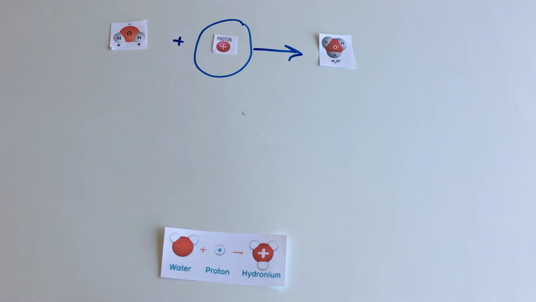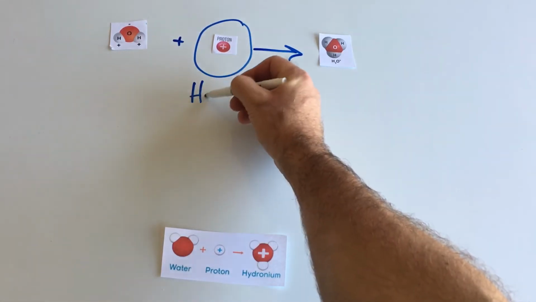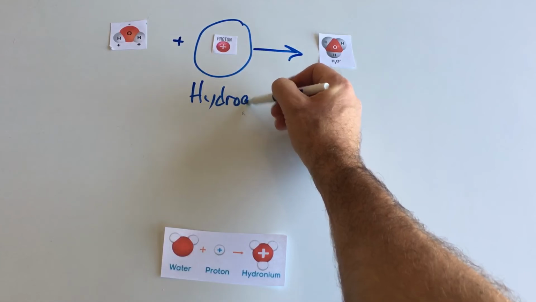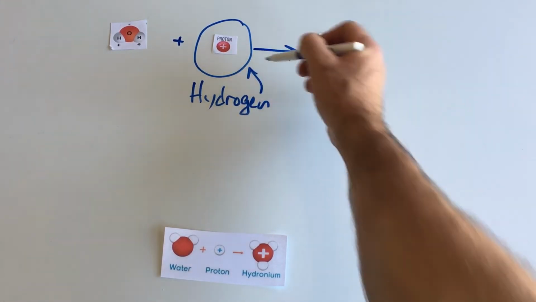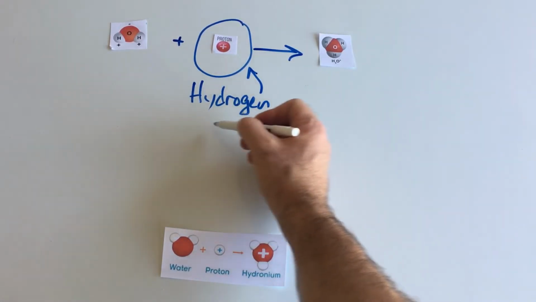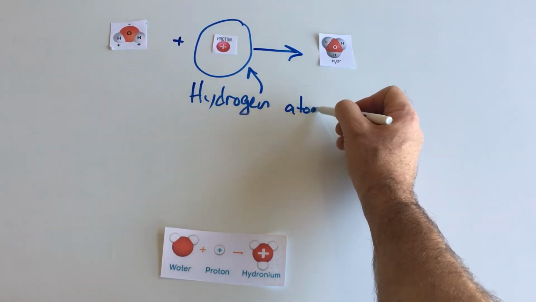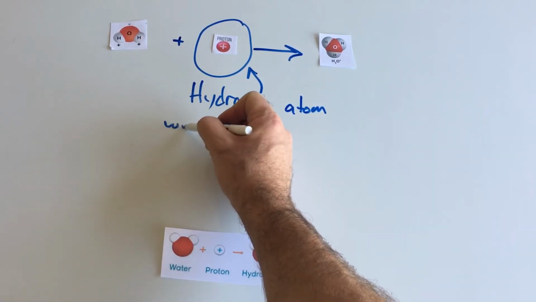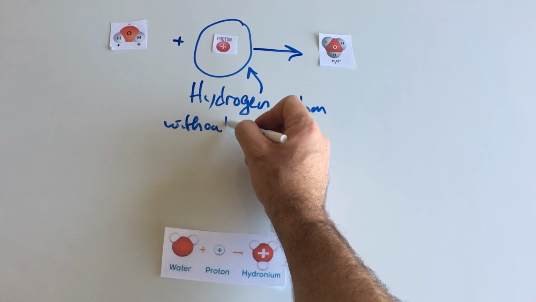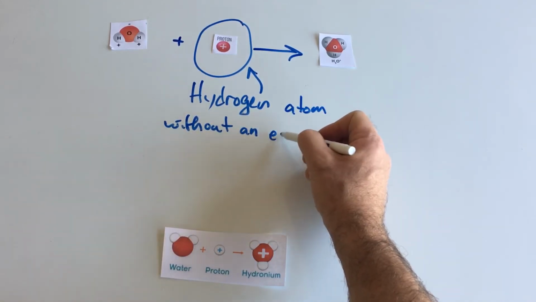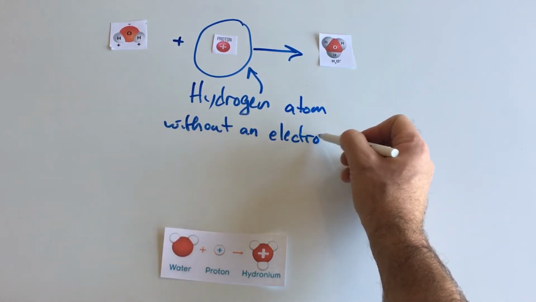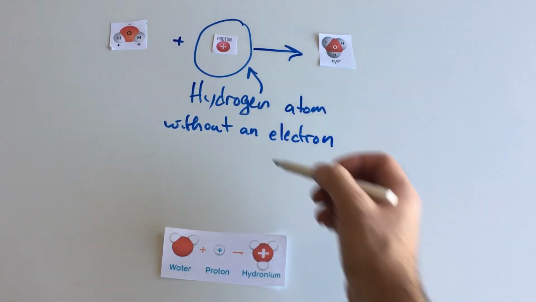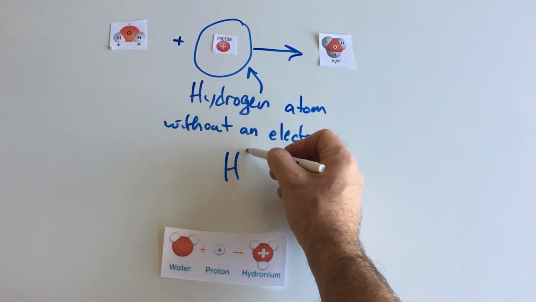Unless we go, hey, wait, that isn't just a proton. What if we called it a hydrogen atom without an electron? And we would write it as H+.